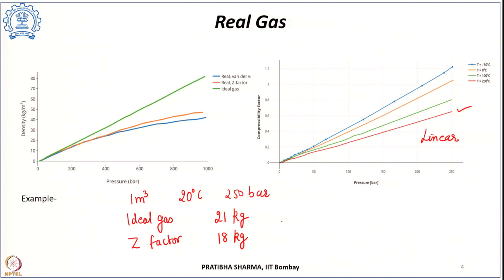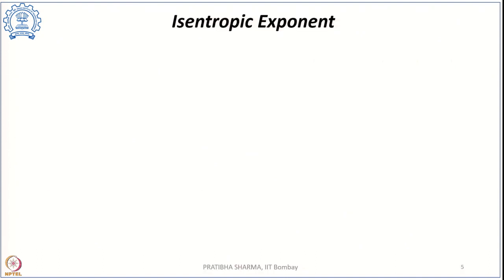So, that means if we consider the ideal gas behavior, then we have overestimated the mass of hydrogen stored in that storage vessel by about 14%, and that tells us that under conditions of higher pressures we need to consider the real gas equation of state. Now, there are different real gas equations of state available in the literature that can be used to find out the compression as well as expansion work which will be required, that we will see.